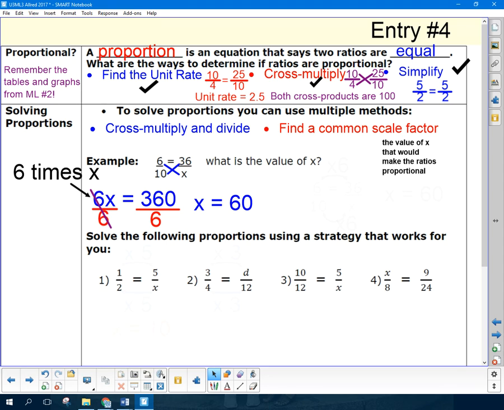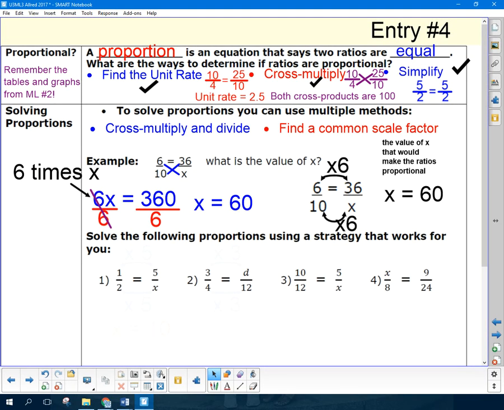If you plug 60 back in, you would see that as a proportional relationship. You can also try to find a common scale factor, either horizontally or vertically, between the two ratios. When I looked at it, I noticed that 6 goes into 36 6 times. 6 times 6 is 36. So I knew that there had to be an equivalent scale factor from left to right. And 10 times 6, again, is 60. So x has to be 60.